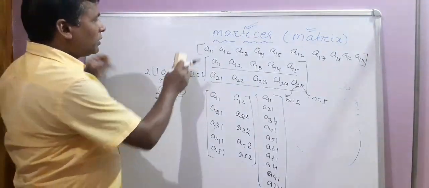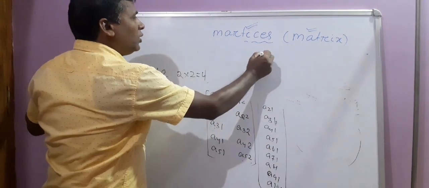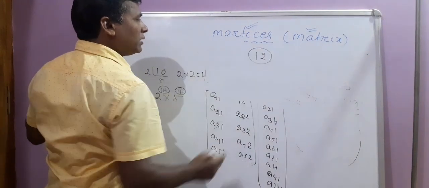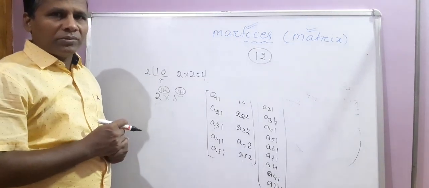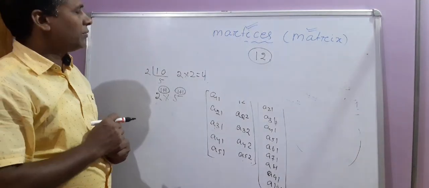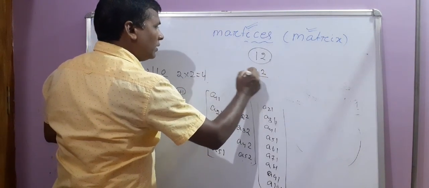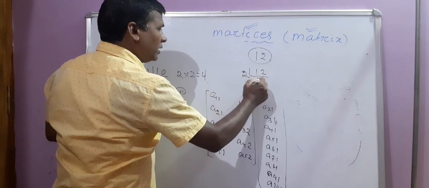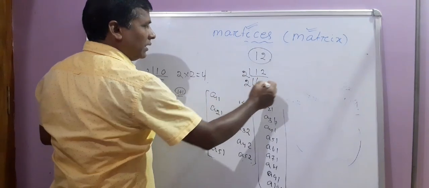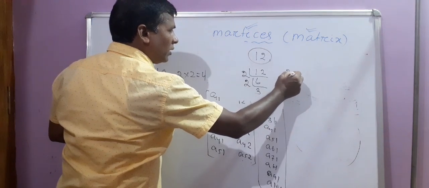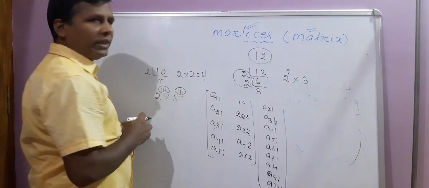Another example, suppose by using 12 elements, how can I define the different orders of a matrix? So that is 12, then 2 is 6, then divide by 2, then 3. That is 2 to the power 2 into 3, because 2 into 2 is 2 to the power 2, into 3.